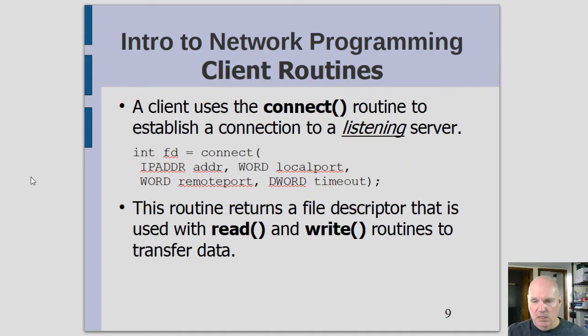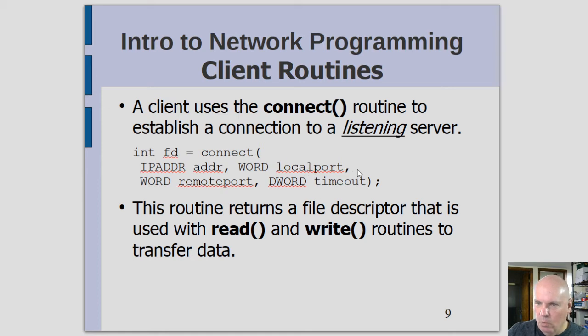So looking at these in a little more detail, on the client side, we have the connect routine. Again, here it returns a file descriptor. The first argument is the IP address of the server. Okay, and this is the local port number we want the client to use for communication. You can specify a particular number here. You want to use a port that's not already in use.